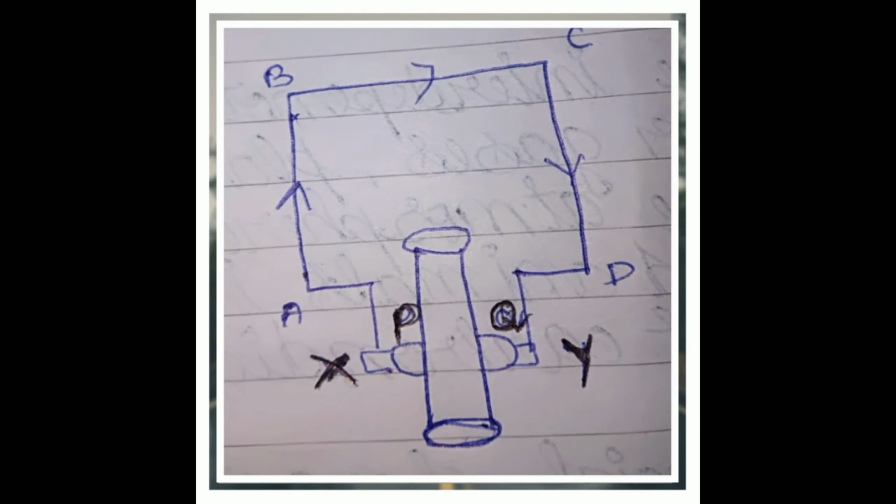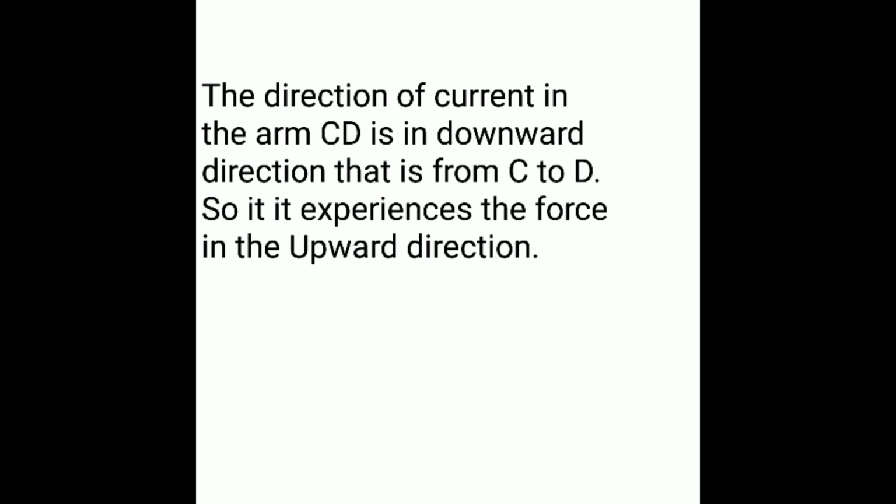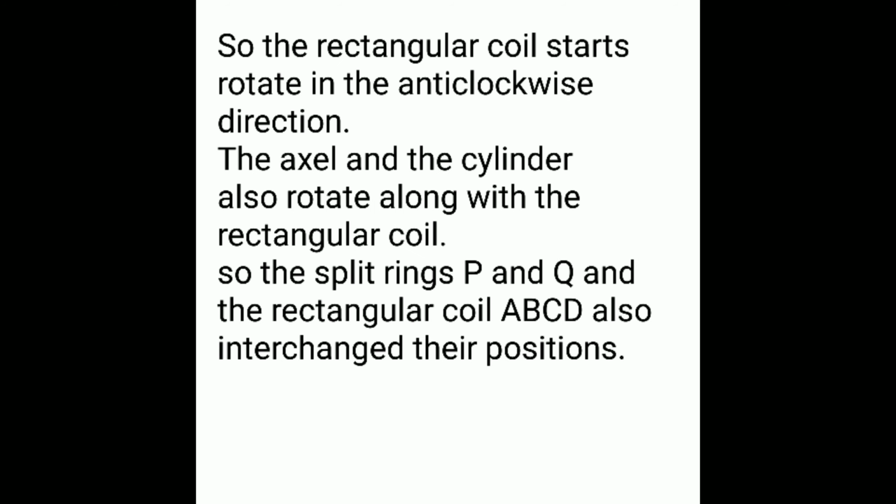At the same time, the direction of current in the arm CD is from C to D, that is in the downward direction. If you look at the diagram, you can easily understand that. Here also the direction of current and the direction of magnetic field are perpendicular to each other. So the arm CD also experiences a force, but in the upward direction. That is, the arm CD tries to move upward. On the whole, the arm AB tries to move downward but the arm CD tries to move upward. So the coil starts to rotate in the anti-clockwise direction.